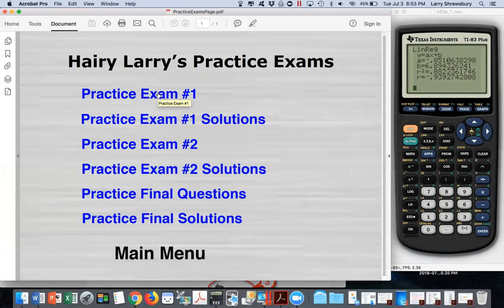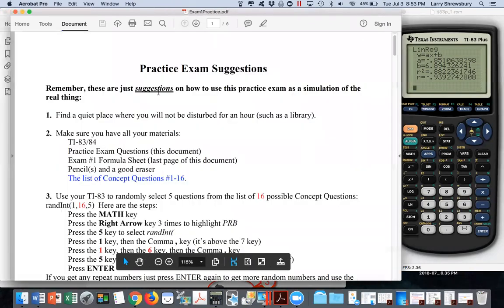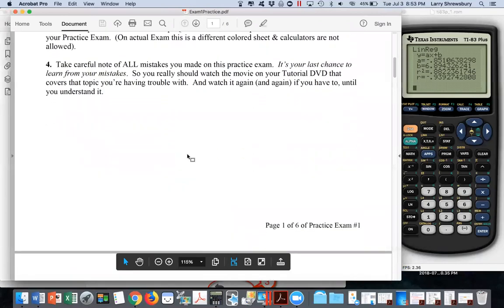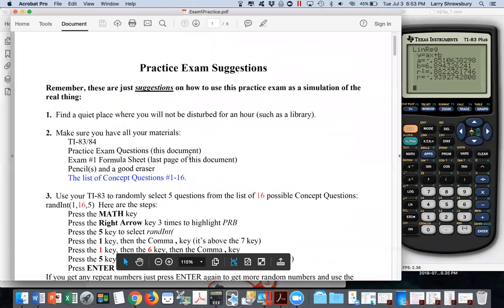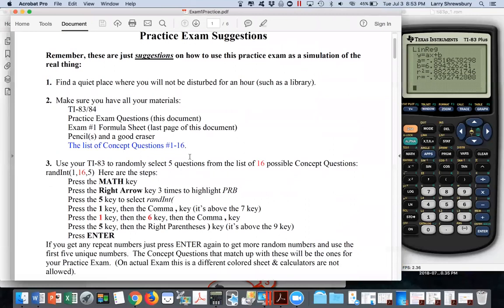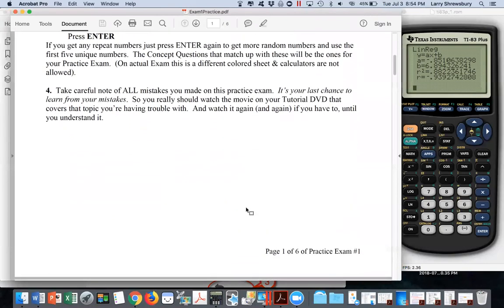So the idea is take this, once you've got everything covered, and you do a practice exam, make it a real simulation. Sit down where it's all quiet, you're not going to be interrupted, pretend like you're taking the test. Oh, and on this one, you can just ignore this first page. It's saying, I am going to have 5 concept questions from concept questions 1 through 16. You don't know which 5. So I said, well, you could do this. Use this random number generator to randomly select 5 numbers and let those be those 5. But this isn't anything you're going to do on the test. So you could really just ignore that first page.